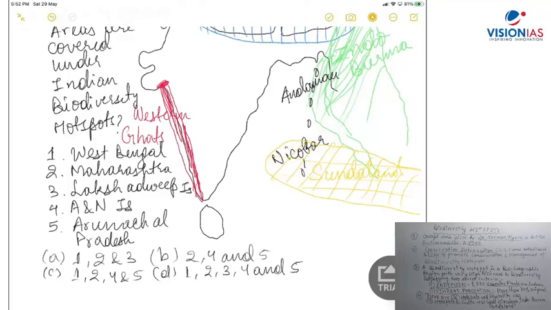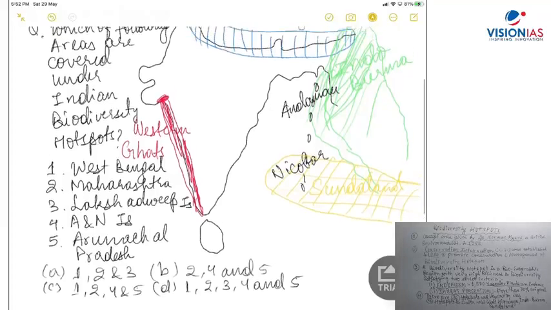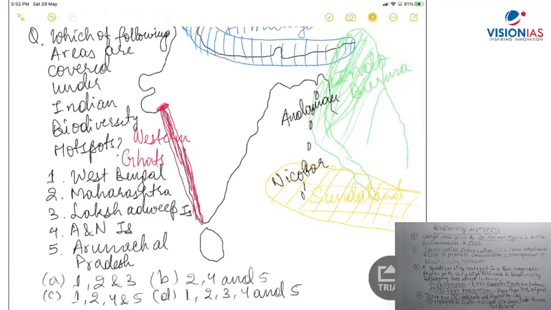So what shall be the answer here? Let's say if this is where I give you a question based on the mapping part, a direct question. So what shall be the answer here? So this is the way a question can be asked in the exam, where you will be given the map and from the mapping point of view you have to connect with that. So what will be the answer here?